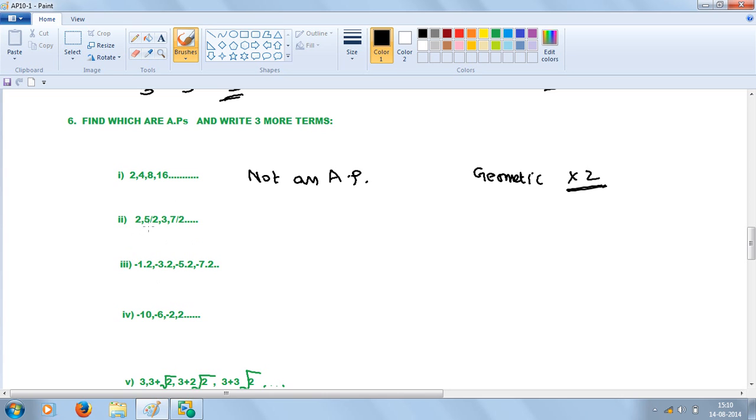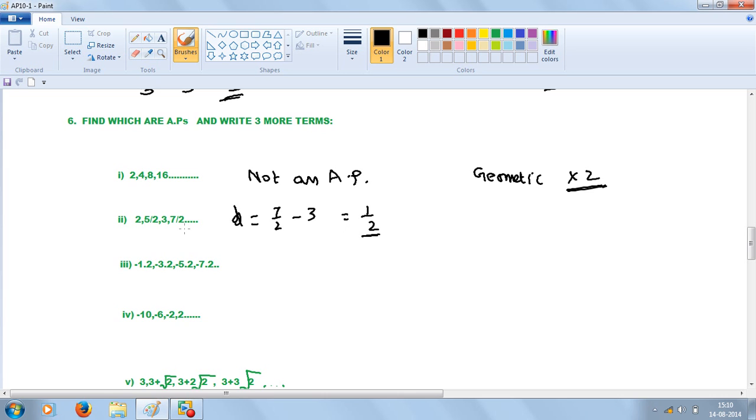Next case, you see 5 by 2, what's the difference? 5 by 2 minus 2, it's half. 3 minus 5 by 2 is half. 7 by 2 minus 3, if we take common denominator, 7 minus 6 is also equal to half. So half is the common difference. So it's an AP. d is equal to half.